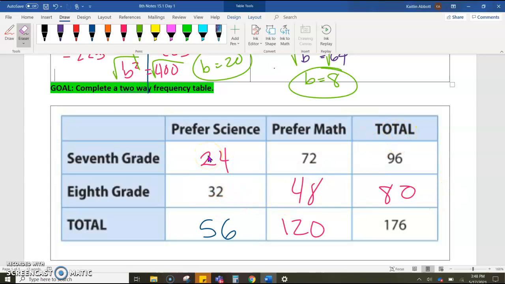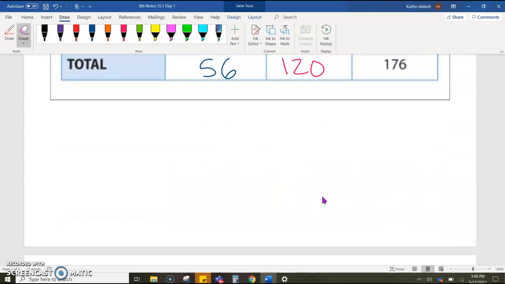And that is how we complete a two-way frequency table. So you need at least two numbers to try to figure out the pattern. But you see how we jumped all over the place? So that's why you shouldn't try to go in order. Don't try to calculate a row or a column that only has one number. You need at least two. There could be more.